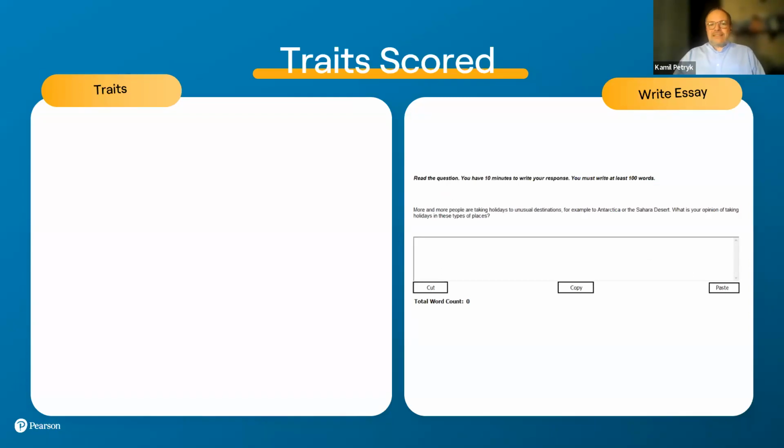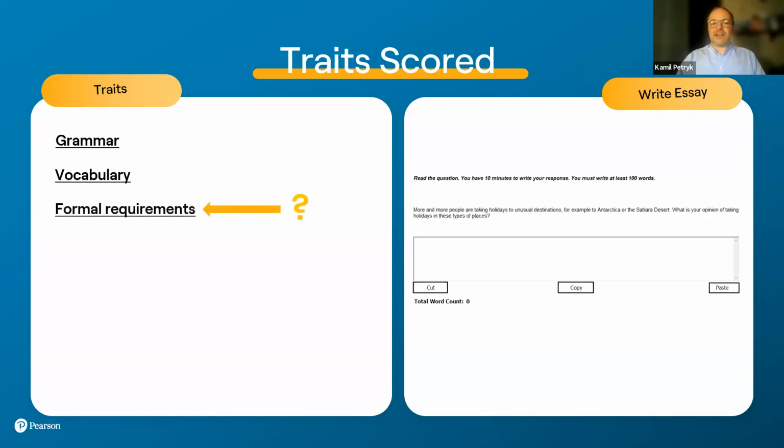So what about the traits that are scored here? There are quite a lot of traits, right? This is an essay, right? A serious writing task. So let's have a look at those. Obviously, grammar and vocabulary, we talked about it. Formal requirements. So, yeah, again, what would be the formal requirements assessed for this task? If you could share your ideas for write essay task.